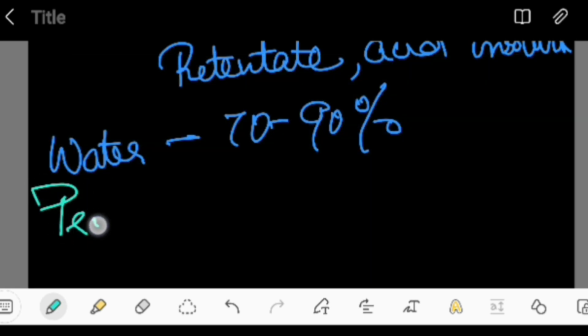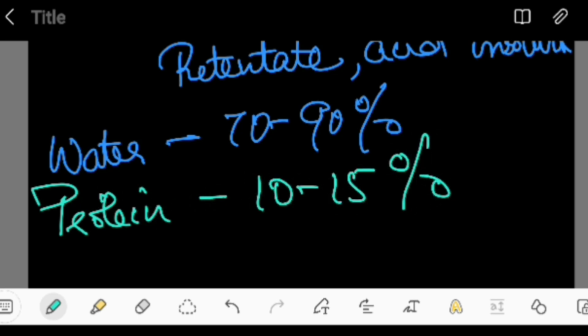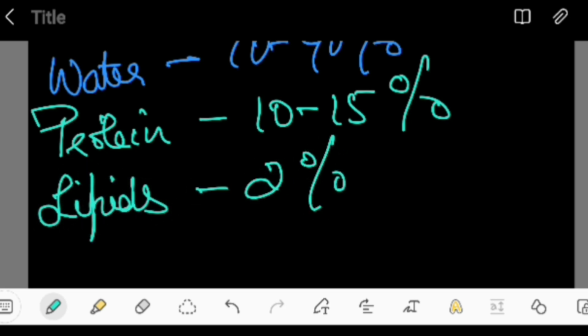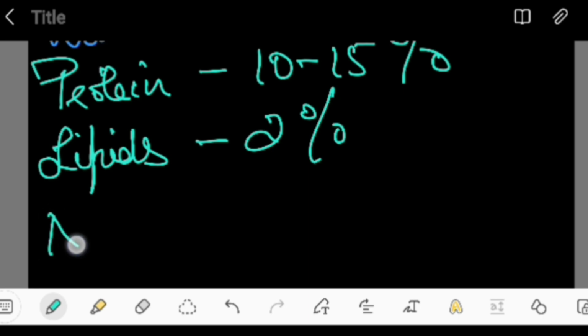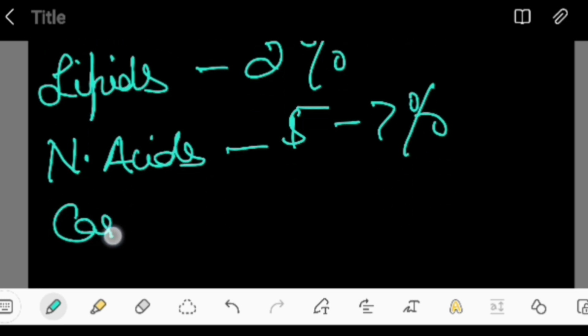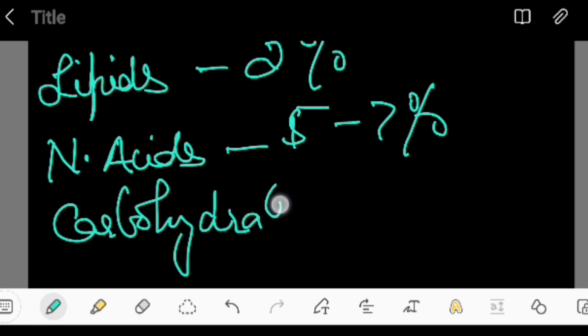Then you have protein, which is almost 10 to 15 percent of what is present in your cell, in your protoplasm. Then lipids are just 2 percent. Nucleic acids, main thing, but it is just 5 to 7 percent, not up to proteins. Then you have carbohydrates. Every day you are eating rice and all. Then what is the amount of carbohydrates in your cell? Just 3 percent.